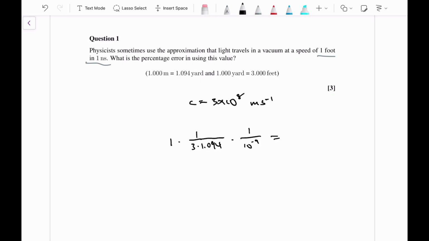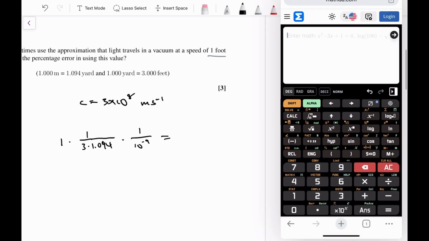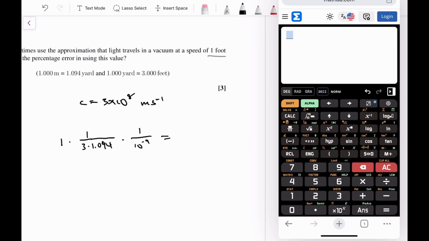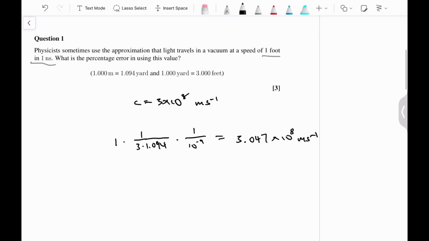And then if we calculate this, that is just 1 over 3 times 1.094, then times 10 to the power of negative 9. And that gives us, say, 3.047 times 10 to the 8 meters per second. And then we just have to calculate percentage error.